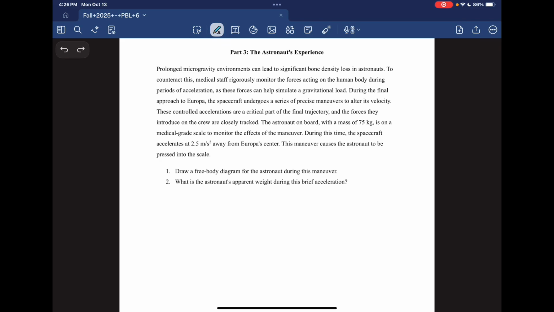For this last problem, we have an astronaut on board the Sentinel craft as it orbits around Europa, as it approaches Europa, actually. I'll let you read through this paragraph to get the exact context, so pause and do so. But the key information is that the astronaut has a mass of 75 kilograms and that the spacecraft accelerates at 2.5 meters per second squared away from Europa's center.